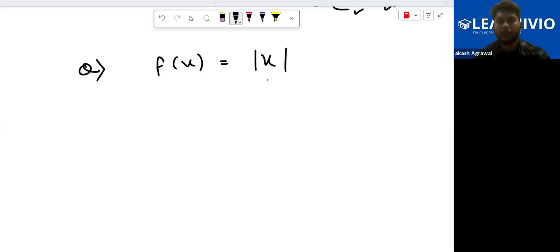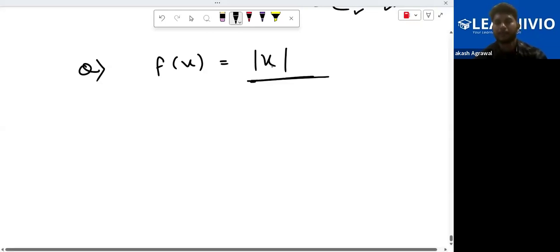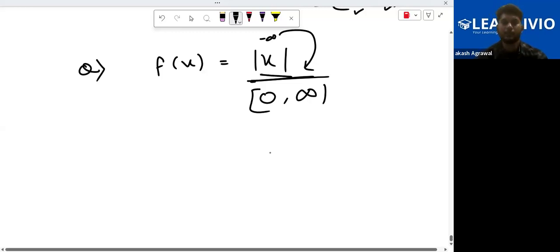Who can tell me what is the minimum value of this function? 0. Absolutely correct. Very good. And maximum? Infinity. Very good. If you put minus infinite, it will make it positive, so infinite, but the least can be 0. So mod x has the minimum value as 0 and maximum value as infinite.